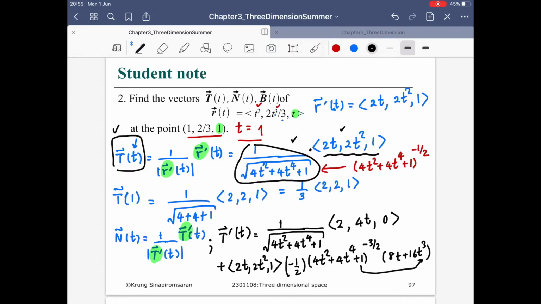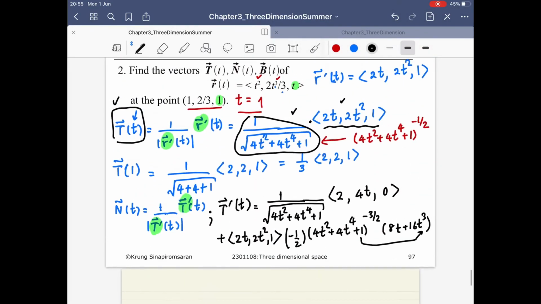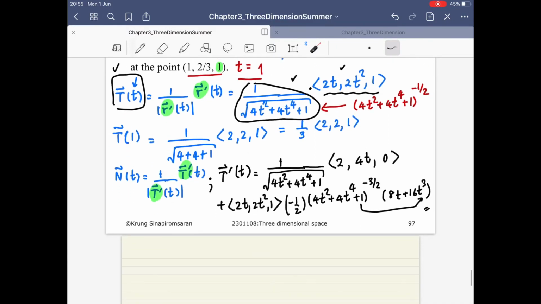Don't calculate, don't add them up. You're just going to leave it like this, and immediately replace each and every small t by 1. After that you can add them. So let us just replace your small t by 1. So it's going to be 4 plus 4 plus 1, which is 9, the square root of 9, which is 3.